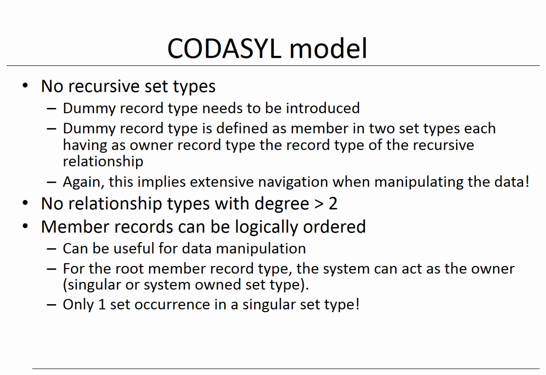As we already mentioned, CODASYL allows to logically order the member records of a set. An example ordering could be alphabetically or based upon birth date. This can be useful for data manipulation. For the root member record type, the system can act as the owner, which is then called a singular or system-owned set type, which obviously has only one set occurrence.